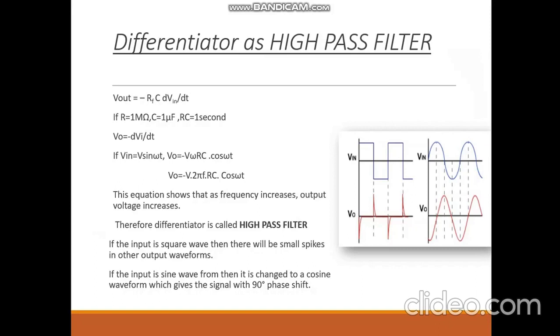If the input of the differentiator is a square wave, what is the output of the differentiator? It shows small spikes in the output waveform. That means when the input signal is a square wave, the output of the differentiator shows spikes. Now if the input is a sine wave, then this sine wave changes to a cosine waveform at the output, which gives the signal with a 90-degree phase shift.